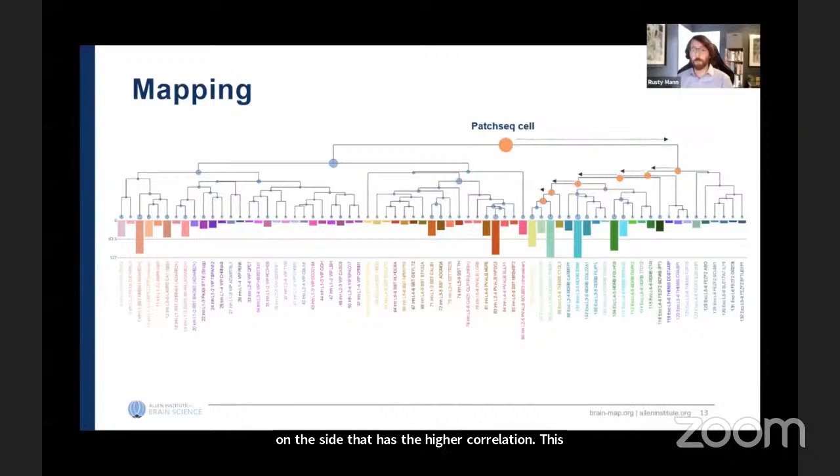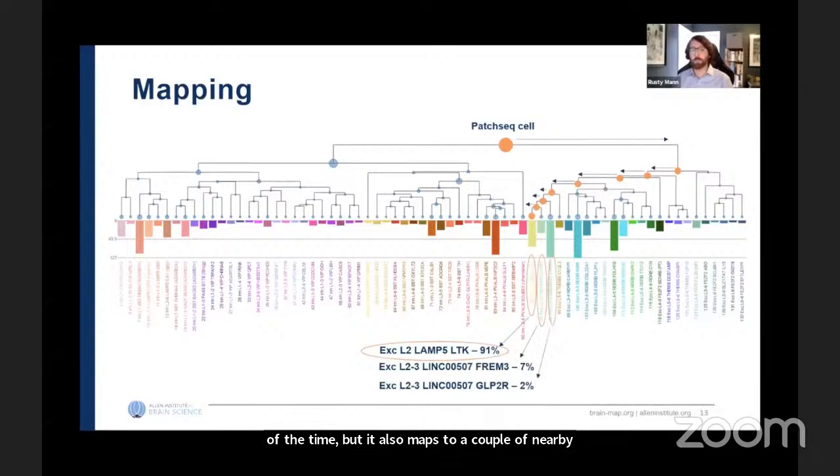So this is done 100 times per PatchSeq cell, which gives us the probability of mapping that PatchSeq cell to each cell type. Now, higher quality PatchSeq transcriptomes usually end up landing on a specific cell type most of the time, while lower quality PatchSeq transcriptomes might end up on several different cell types. Now, our human PatchSeq cell here is mapped to the excitatory layer 2 LAMP5 LTK transcriptomic type 91% of the time, but it also maps to a couple of nearby neighboring types as well, but it's only a small percentage of the time for each. So say that our human PatchSeq neuron here has a pretty high quality transcriptome and maps pretty confidently.